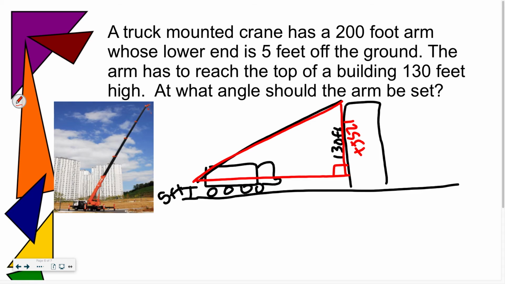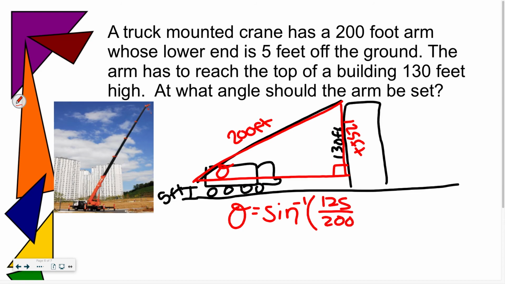And then it says, at what angle should the arm be set? So obviously the arm is attached to the truck, we're going to be controlling this angle of elevation right here. So we want to know what's that theta. Oh, and we know it has a 200-foot arm, so we got this piece right here. So it looks like we would use which trig ratio? Sine. Yeah, you've got the opposite, the height that we need to reach, 125, and we've got the hypotenuse. So theta is the inverse sine of 125 over 200.